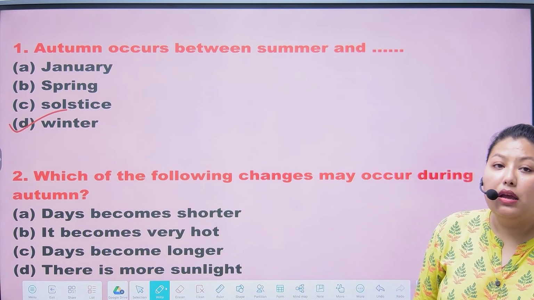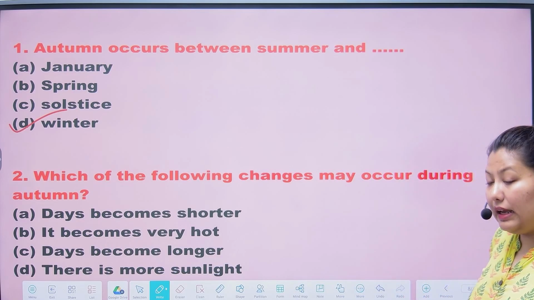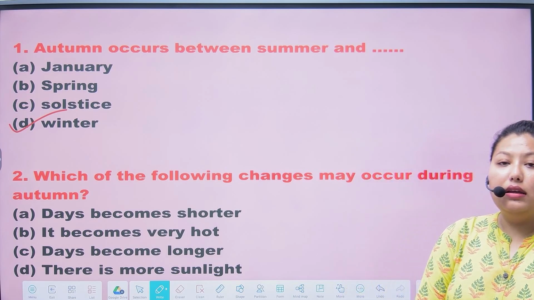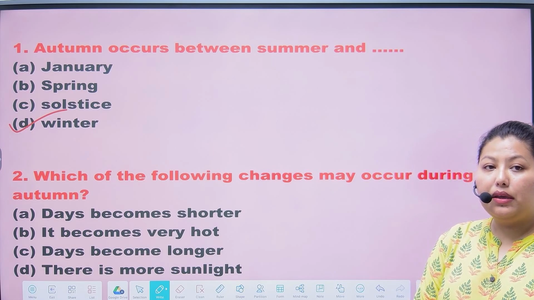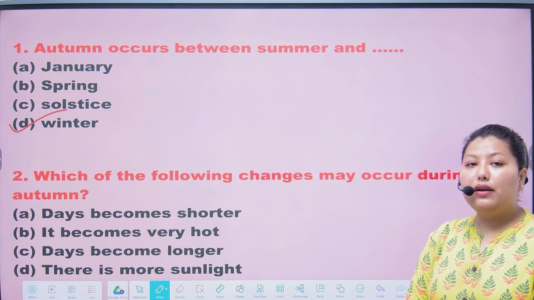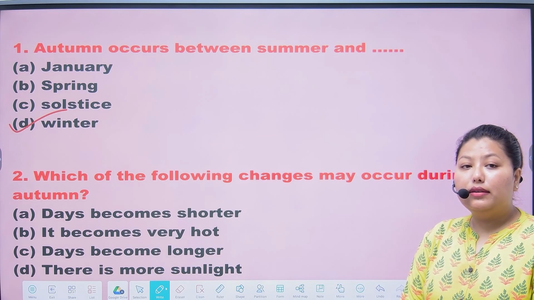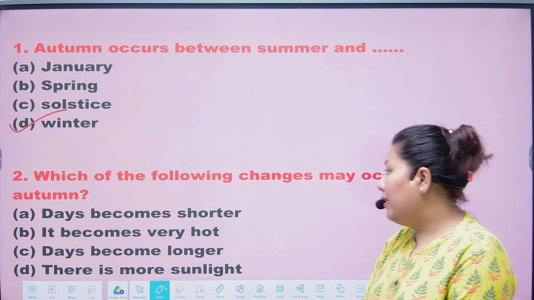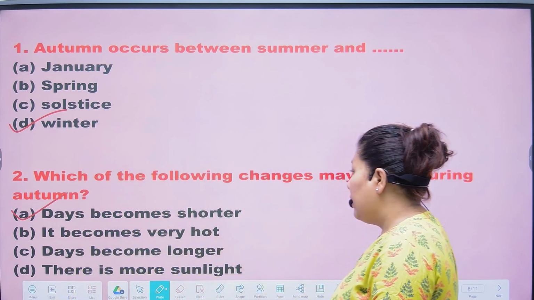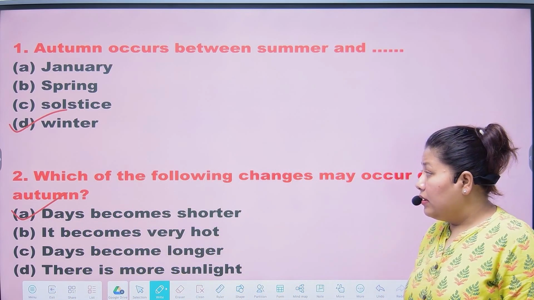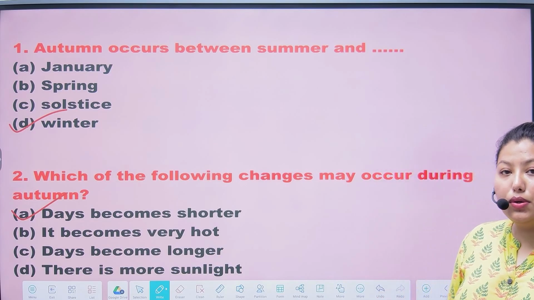Next question. Which of the following changes may occur during autumn? What kind of changes can we see in autumn? Options are: day becomes shorter, it becomes very hot, days become longer, there is more sunlight. So the correct answer is days become shorter. In autumn, the change which occurs is days become shorter than night.